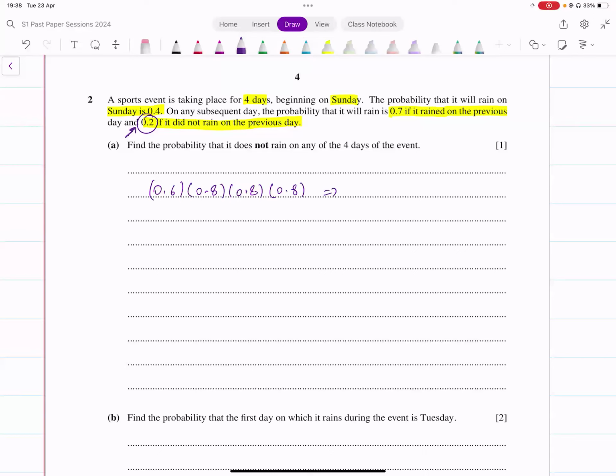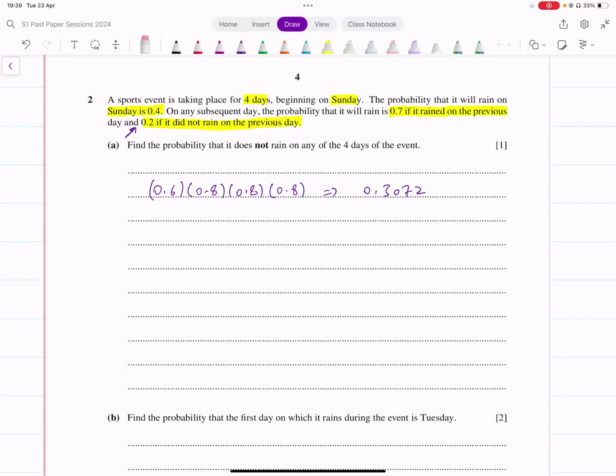You would just multiply all of these probabilities and see what that turns out to be. Let me calculate this: 0.6 into 0.8 into 0.8 into 0.8. That gives us 192/625. In decimals, that is 0.3072. Okay, that's the first part. Any problem with this? Really straightforward, right?